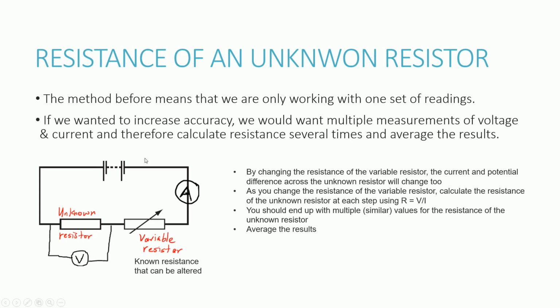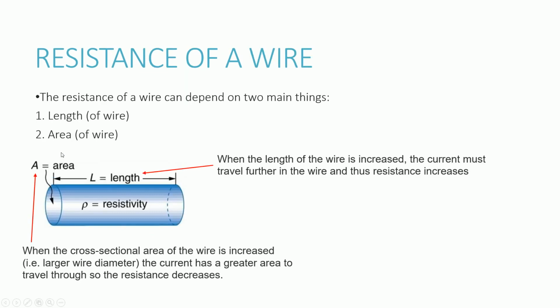And so the important thing about circuits is that all these components, for example, this resistor, this variable resistor, the ammeter here, and the battery, are all connected by wires. So it would make sense to talk about the resistance of a wire. The resistance of a wire depends on two main things: the length of the wire and the area of the wire. Now, if you think about this logically, it actually makes a lot of sense. When the length of the wire is increased, the current has more to travel through, right? It has to travel further in the wire, and therefore the resistance will increase.